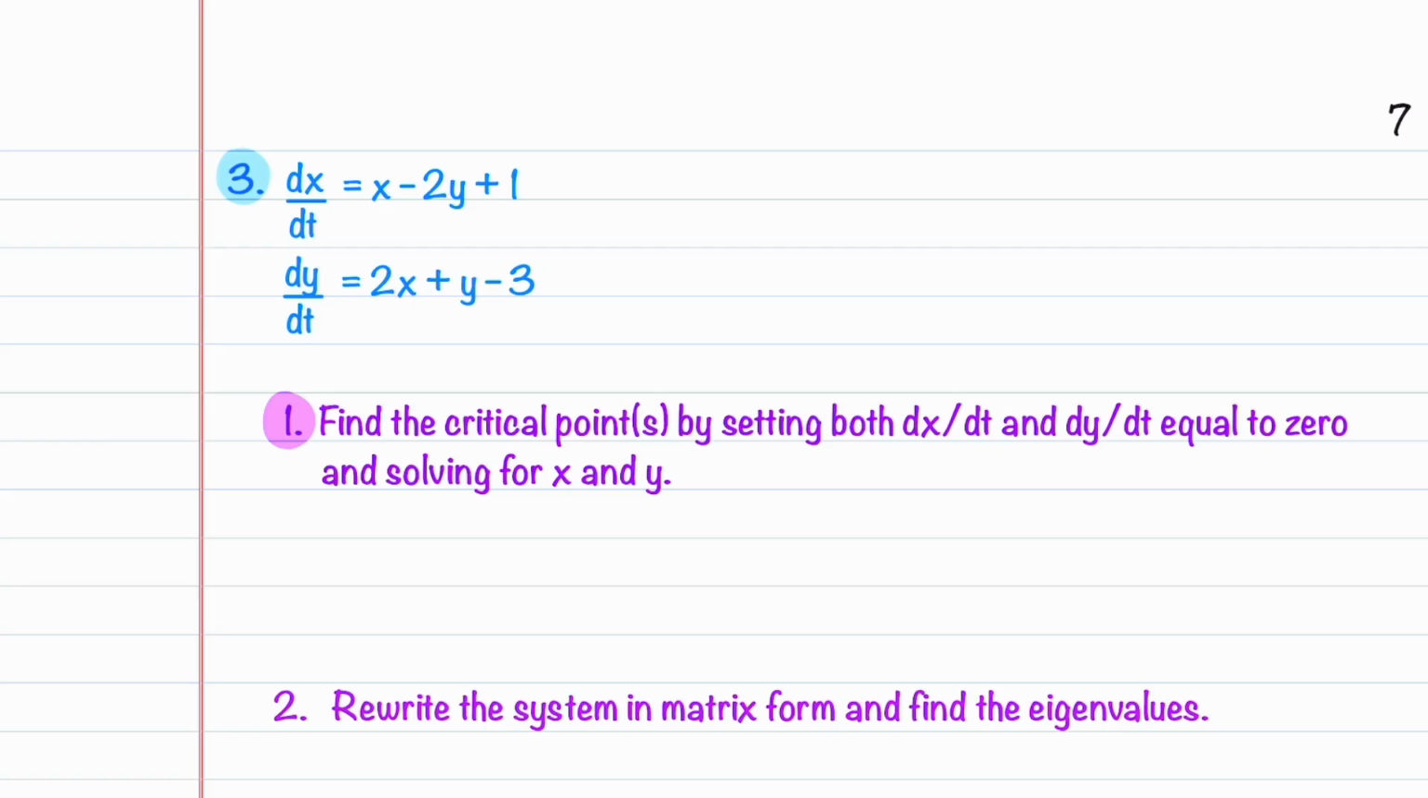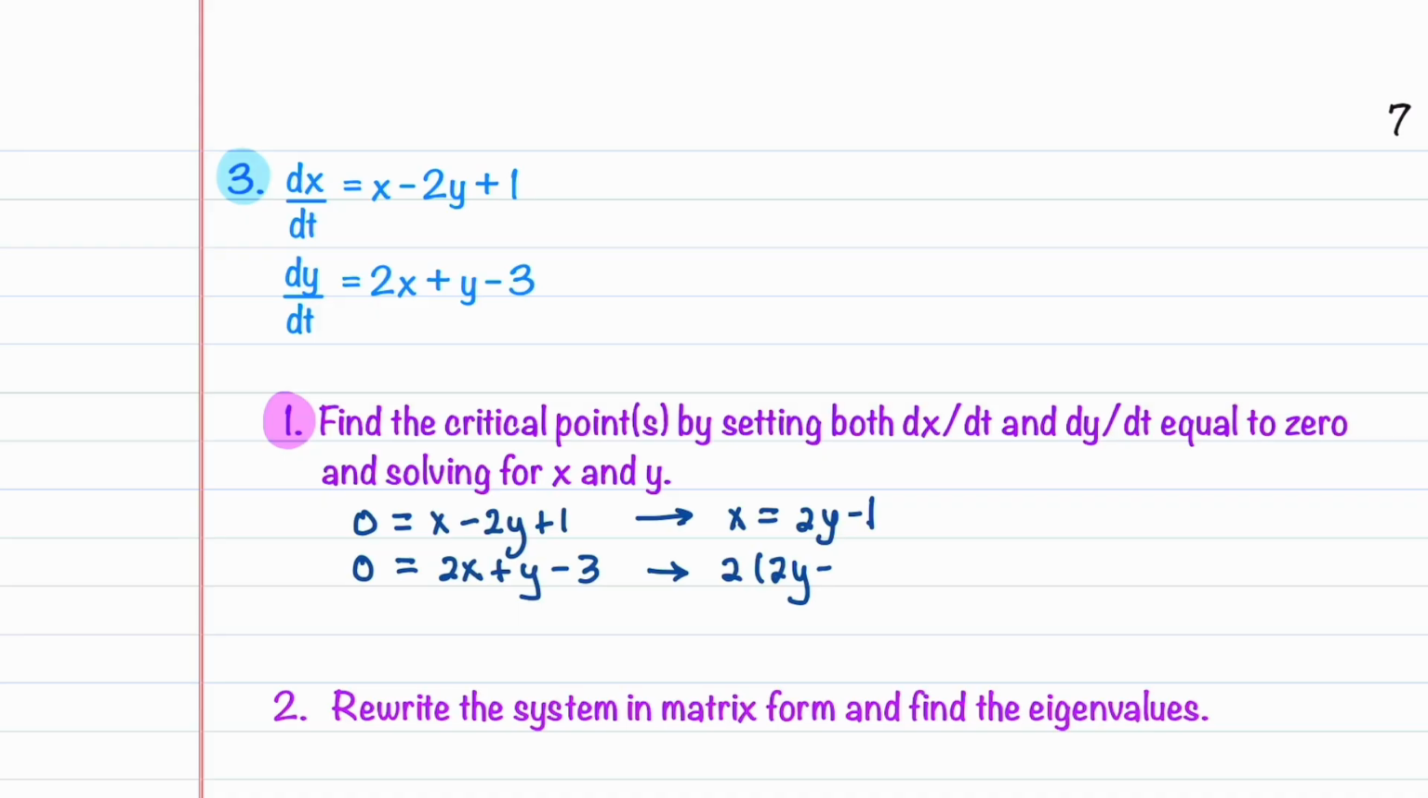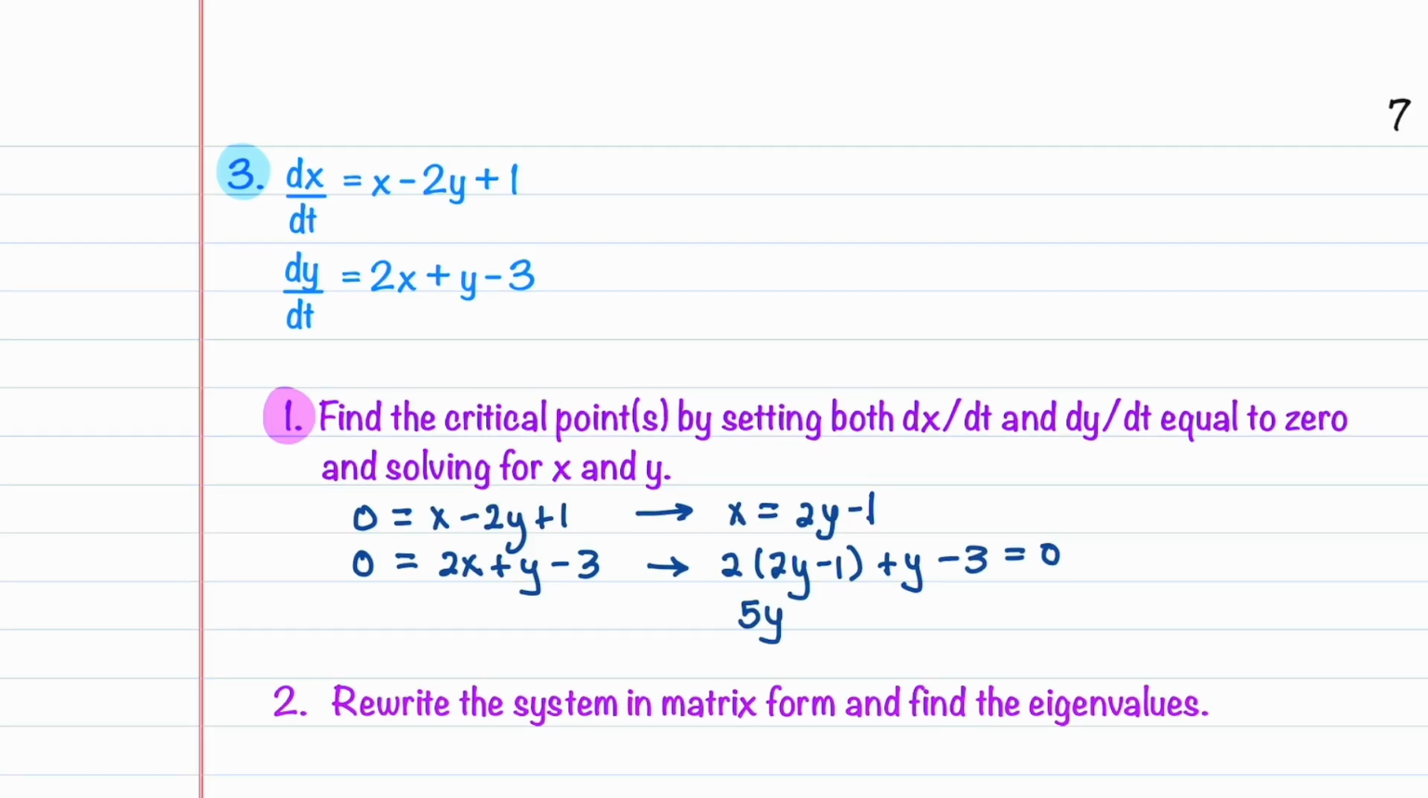We're going to set our derivatives equal to 0. So we have 0 is equal to x minus 2y plus 1, and then we have 0 is equal to 2x plus y minus 3. I'm going to solve this first equation for x. x is equal to 2y minus 1. And then I'm going to substitute that x into our second equation. So we have 2 times (2y minus 1) plus y minus 3 is equal to 0. This is 5y minus 2 minus 3 is equal to 0.